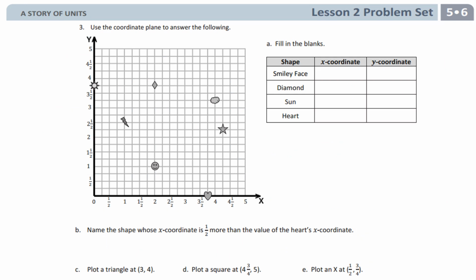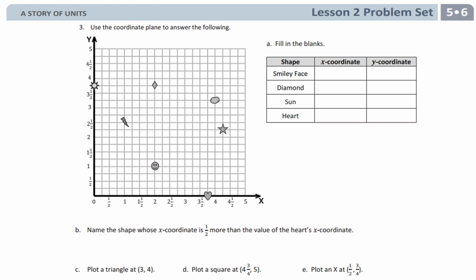Number 3 in this problem set matches with number 3 in your independent practice. Number 3 says, use the coordinate plane to answer the following. This question is rather similar to number 2, except here, instead of finding the shape, we're working backwards. We've been given this shape on the coordinate plane, and instead what we're doing is finding the x-coordinate and the y-coordinate. We're finding the ordered pairs.